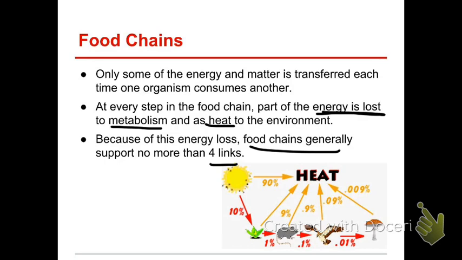And that's a general number. It's not an exact number. Some food chains could be shorter. Some could be longer. But if you're to average them out, usually they're about 4 links to a food chain.